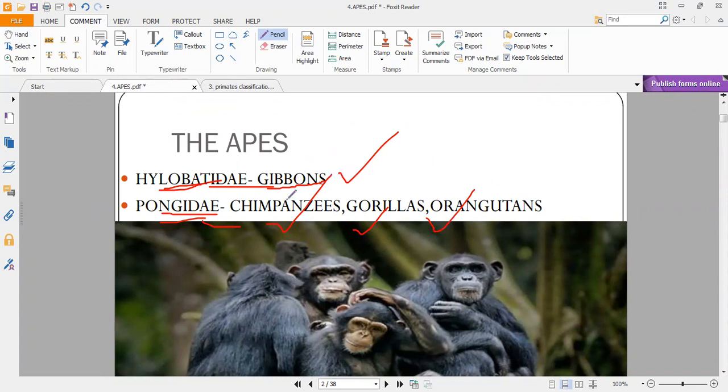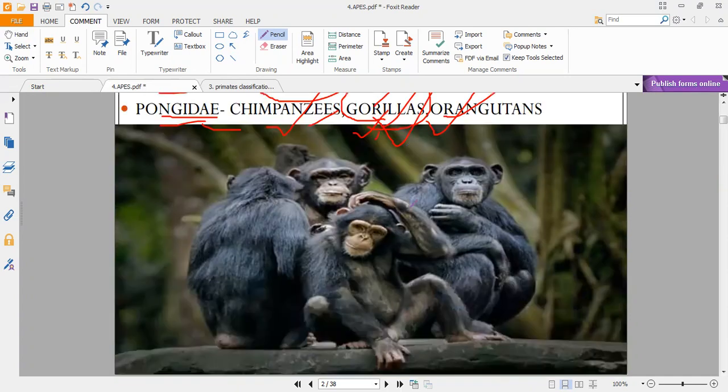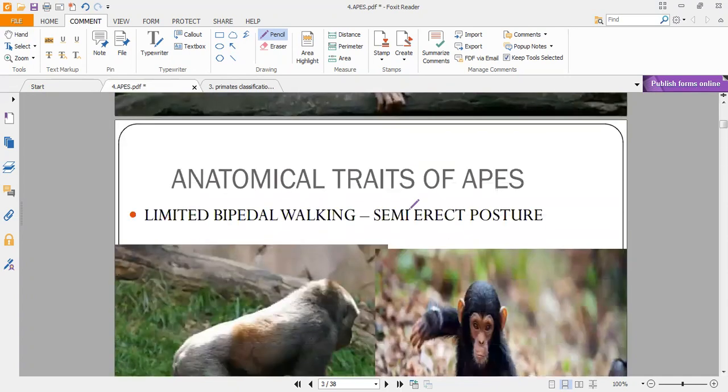Most of the basic features are the same in all these apes, but there are some differences in the body. For example, the gibbon is the smallest, very small in size. Among the chimpanzee, gorilla and orangutan, the gorilla is the stoutest, the strongest one, much bigger than all other apes including human beings. Its height reaches up to 6 feet if it stands in a semi erect posture. Now we are going to see the anatomical traits.